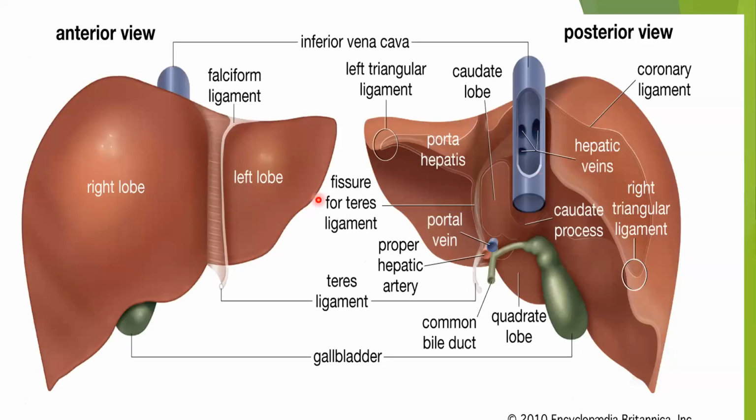This picture shows the falciform ligament, and it contains the ligamentum teres at its free edge. This is the ligamentum teres, or the round ligament of the liver. And this is the fissure for ligamentum teres, fissure for ligamentum venosum, which separates the caudate lobe from the remainder of the liver, and it's continuous with the round ligament and with the falciform ligament.